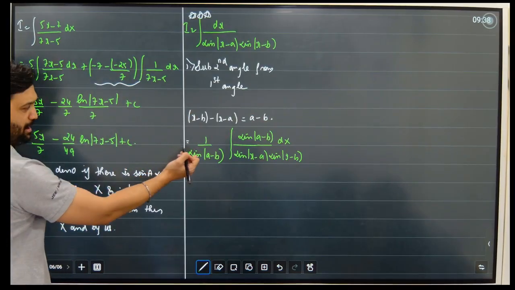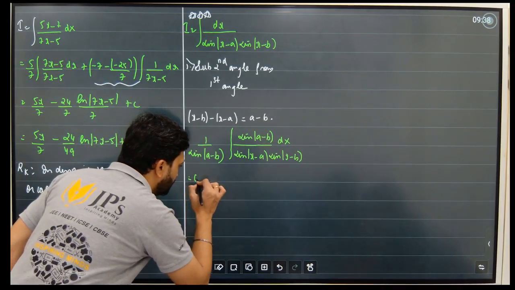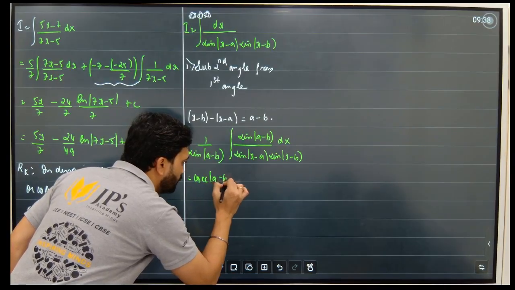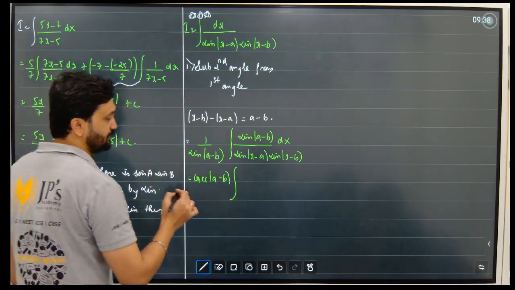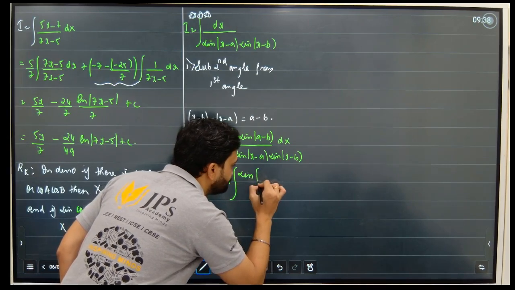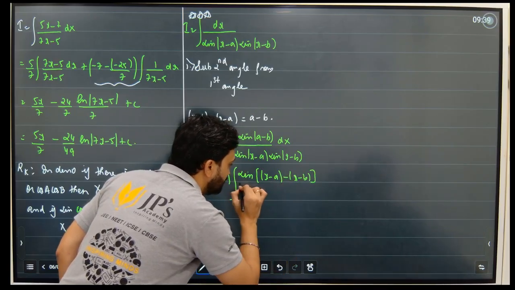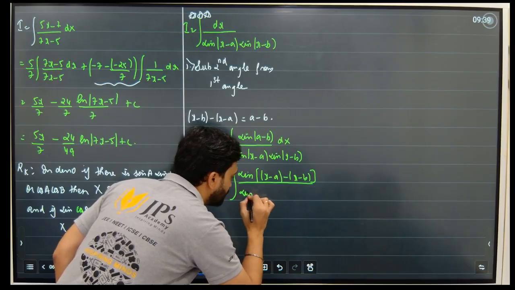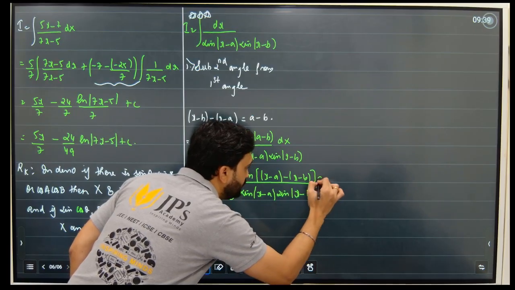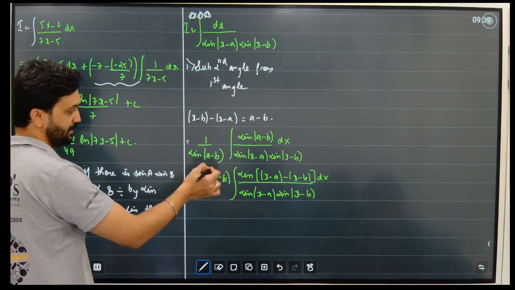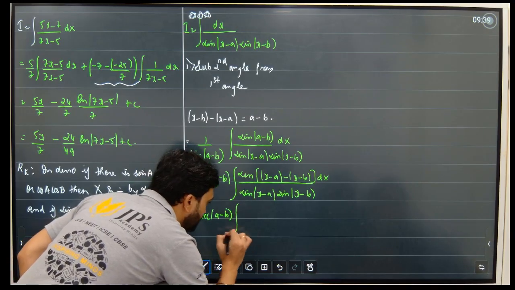Now look, the outside term doesn't matter because it is a constant term. So I made 1 upon sin into cosec. Now the outside part is solved. Inside, I know that A minus B is this. So I'll write it as sin((x minus a) minus (x minus b)) upon sin(x minus a) sin(x minus b) dx. This is sin(a minus b). So cosec(a minus b) will become integration.